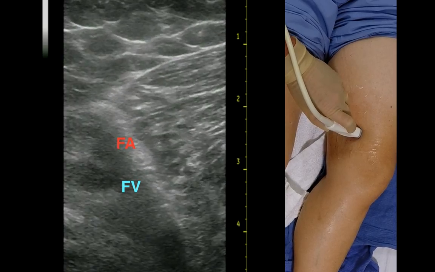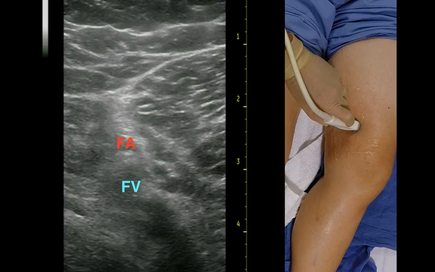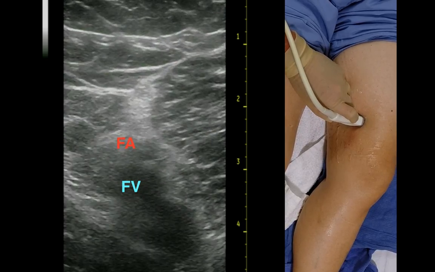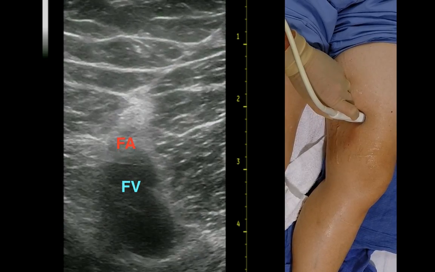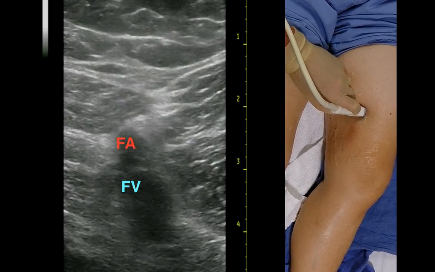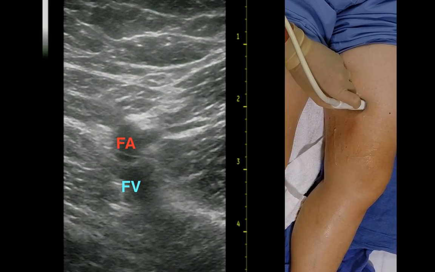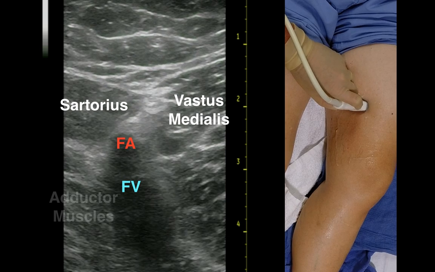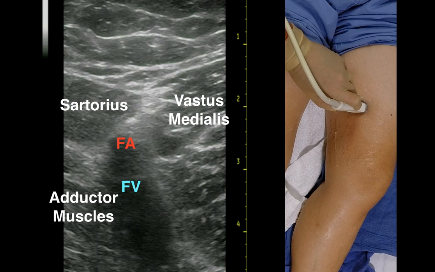If we move the transducer proximally while keeping the plane of the sartorius and vastus medialis in the center of the screen, the femoral artery and femoral vein will become visible. At the level of the adductor canal, the vastus medialis, the sartorius, and the adductor muscles are all visible, as are the femoral artery and femoral vein. Neural elements are also commonly visible at this level within the adductor canal.